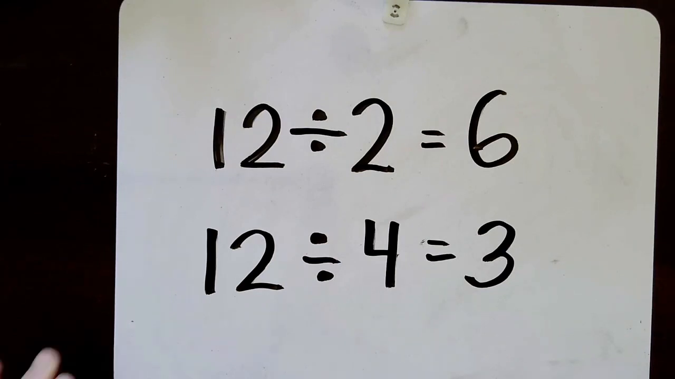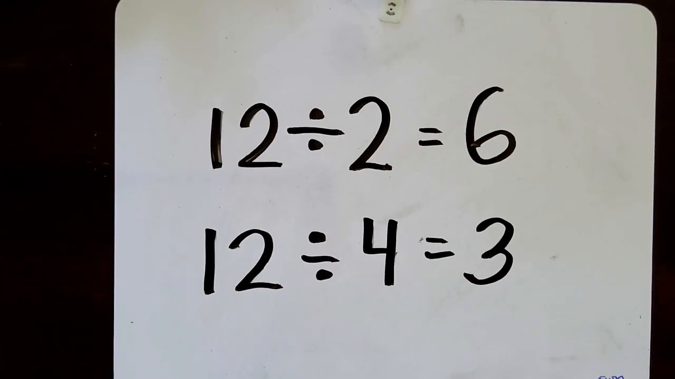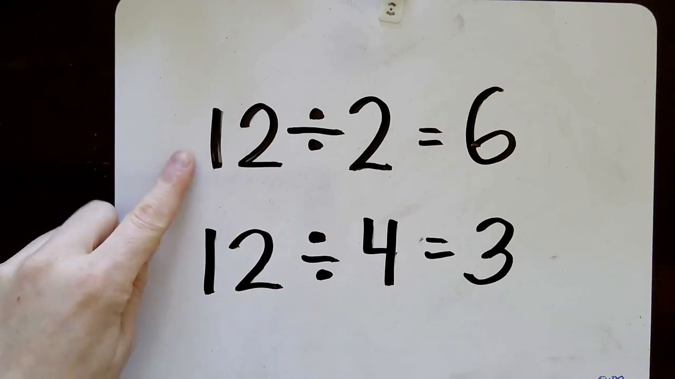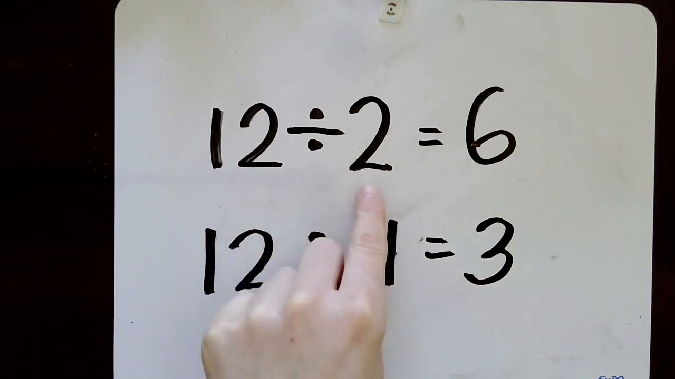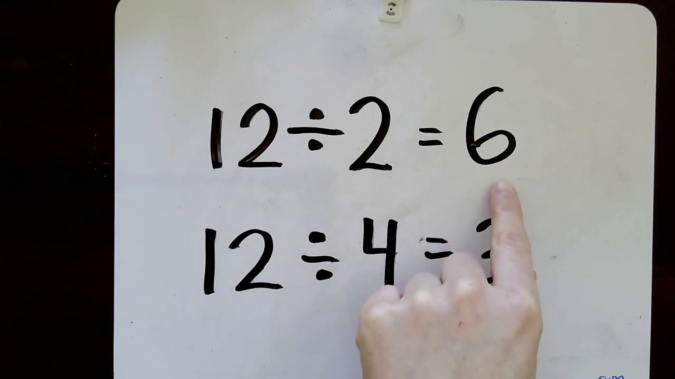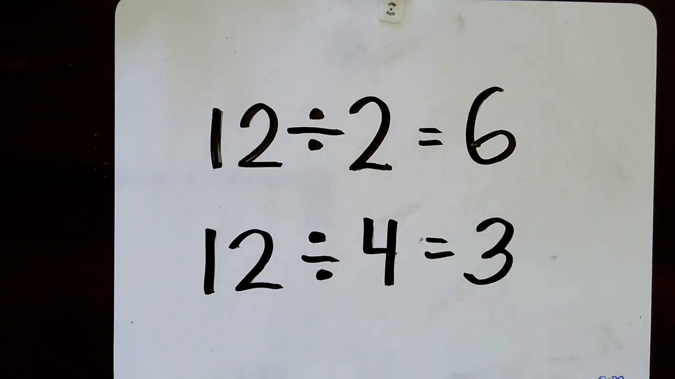Here's how you would represent that as an equation. When it was just Kaya and Mia, you would represent it like this. 12 cookies divided by 2 friends equals 6 cookies each. But then when Ashton and Caius came along, you would represent the equation like this. 12 cookies divided by 4 friends equals 3 cookies each.